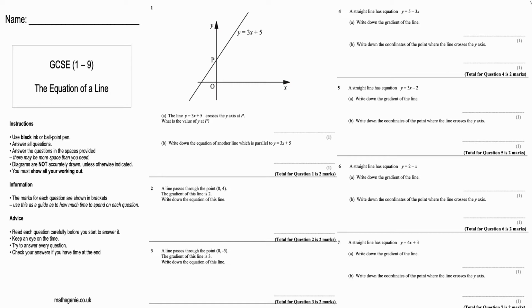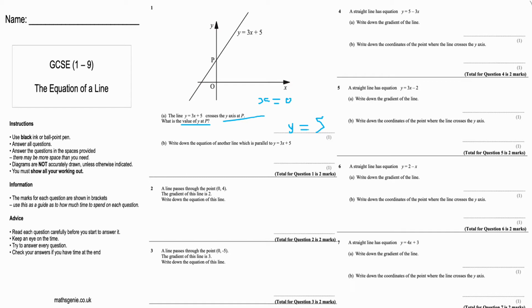We're going to start with question number 1, part A. The line y equals 3x plus 5 crosses the y-axis at P. What is the value of y at P? So the y-axis is when x is equal to 0. When x equals 0, I get a value for y, because I can just substitute in x equals 0 to work out what y is. y is equal to 5, because 3 times 0 is 0, and then plus the 5. We get 5 there.